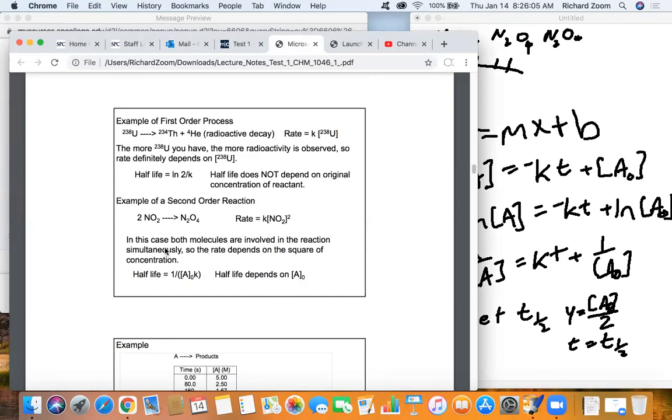What's interesting though is the half-life is natural log of 2 divided by K. It doesn't even depend upon how much you start with, which is kind of interesting. It's just the way the math works out. Anybody have any questions?